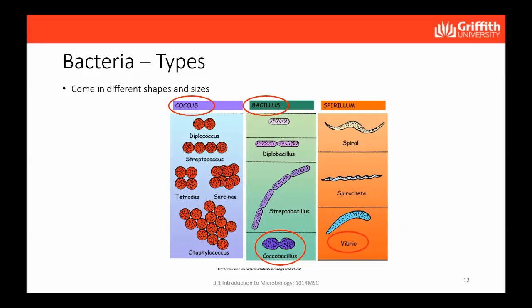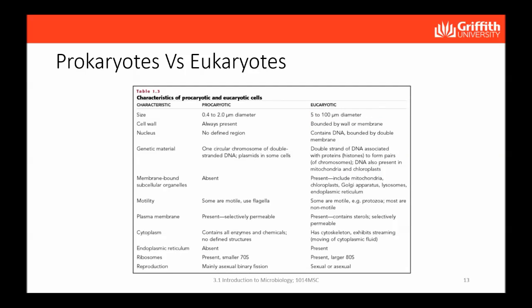Some bacteria occur in the form of two joined cells, and they are named with the prefix diplo, for example, diplococci or diplobacilli. Bacteria can also grow in chains, which are known as streptobacilli or streptococci. The following slide shows the difference between prokaryotes and eukaryotes. Try and revise this now by pausing, as we've already covered this content in Module 1.